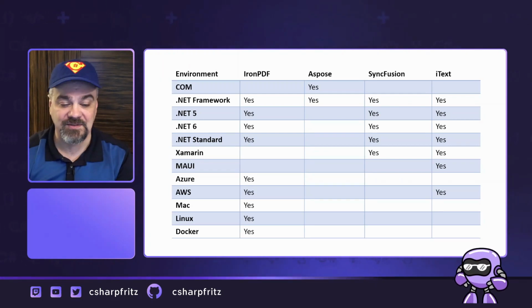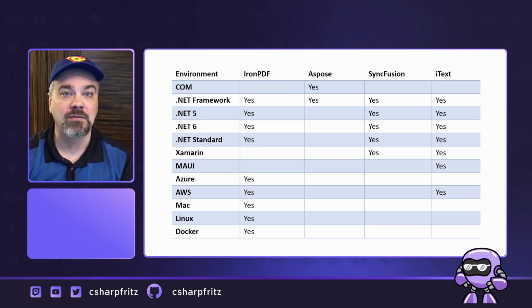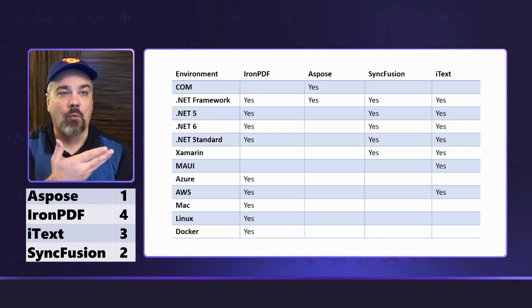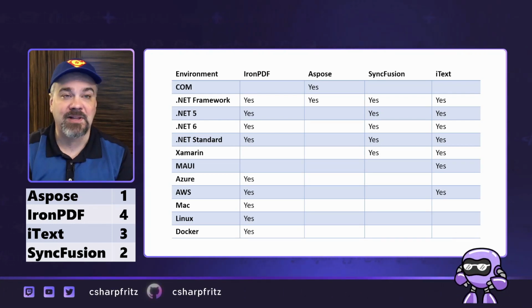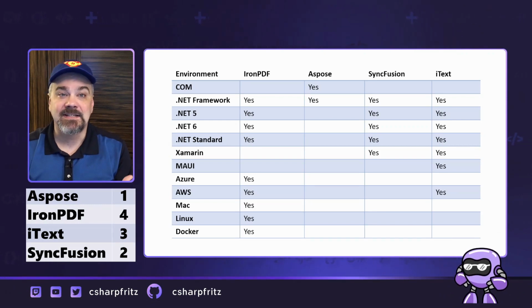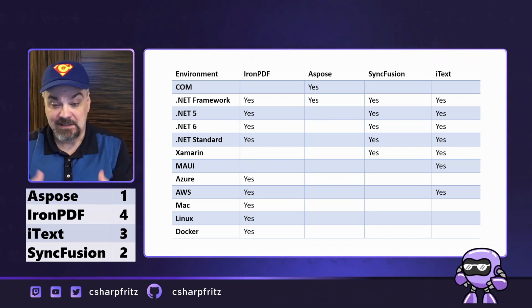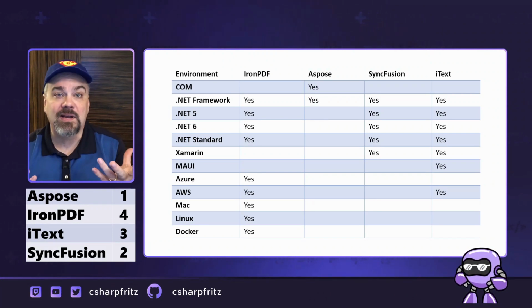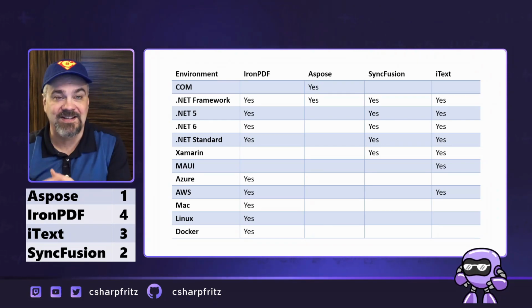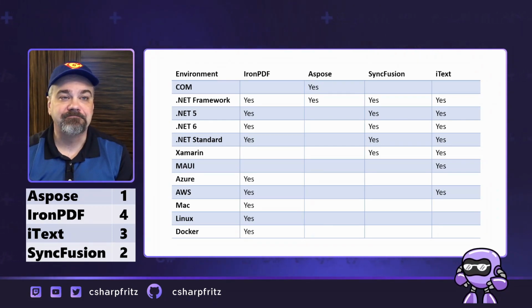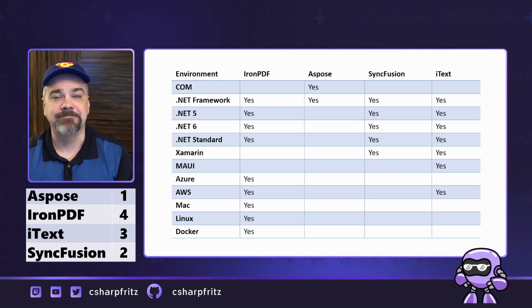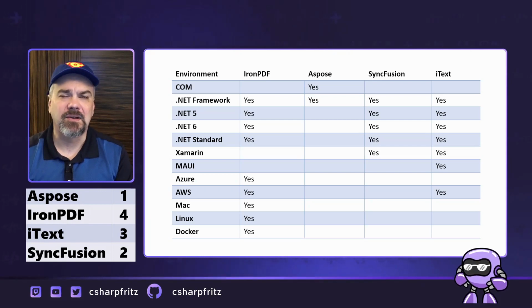Important for me was .NET 6. I wanted to make sure that it worked on .NET 6. So Aspose is out. They aren't going to work for me over there. So I'm going to give these scores: 4 for IronPDF because of how many platforms they're compatible with. iText second, so we'll give them a 3 because they're covered in so many other platforms. 2 for SyncFusion because they work in all of the .NET Core, .NET 5, .NET 6 frameworks. And Aspose at the end for support for COM and .NET Framework only. So that felt kind of weird.